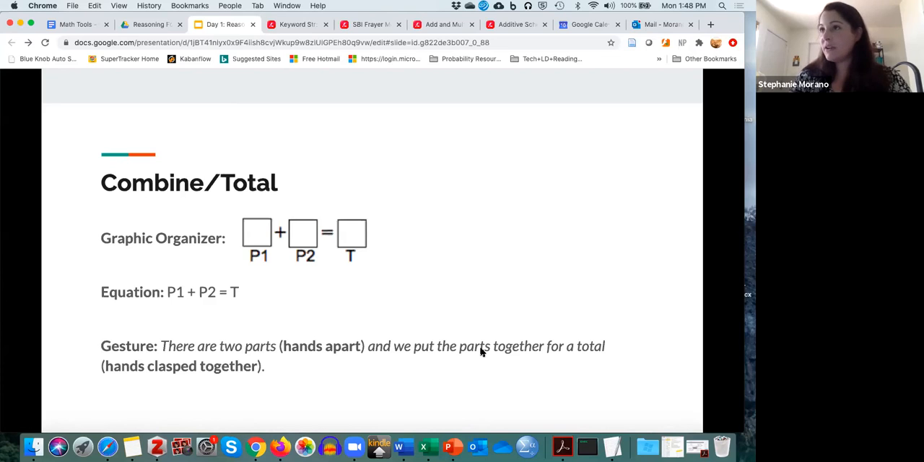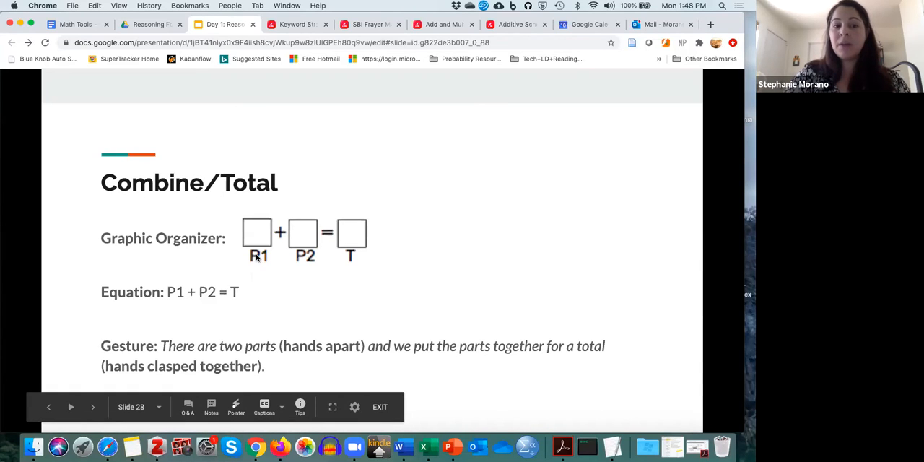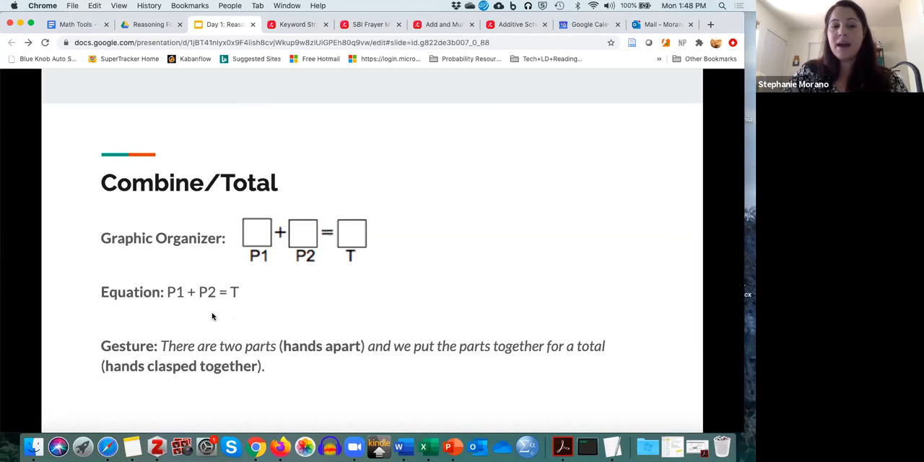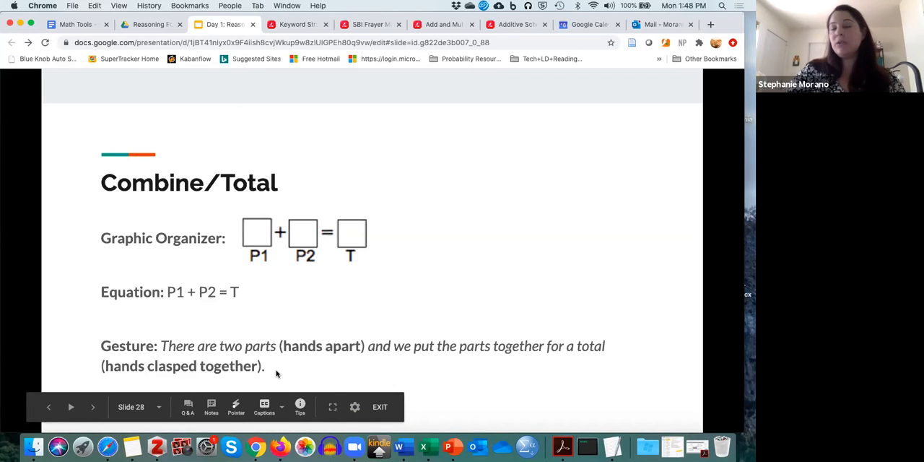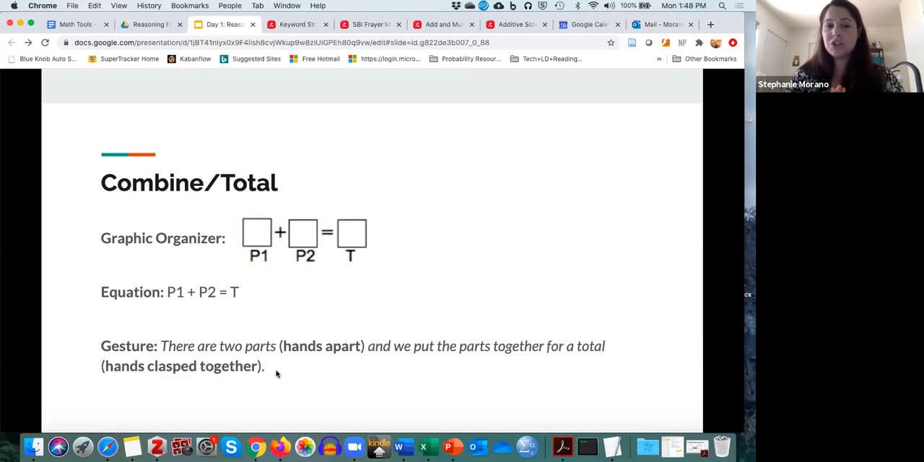The graphic organizer that we use in the schema-based approach to teach combine or total problems looks like this. We've got part 1 box plus part 2 equals total. This is what the equation looks like. And you can also use a gesture in teaching these. Typically, it's the lower grade teachers that like to use the gesture. But for the combined total schema, the gesture looks like this. There are 2 parts, and you've got your hands apart. And we put them together. You would clasp your hands together to say, and we put them together for a total. So we've got 2 parts that we put together for a total.